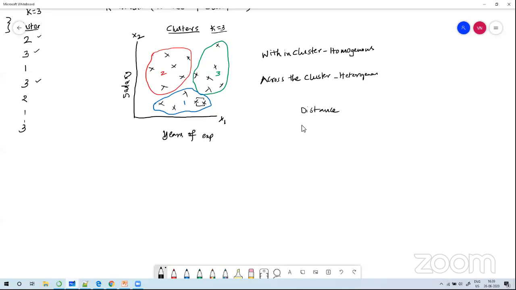One is a distance-based metric. The other one is a similarity-based metric. I'm not going to talk about similarity-based metrics here because it would take a lot of time and we need to understand other concepts also. But to give you an example, the commonly used similarity metric is called cosine similarity. Then the commonly used distance-based metric is Euclidean distance.